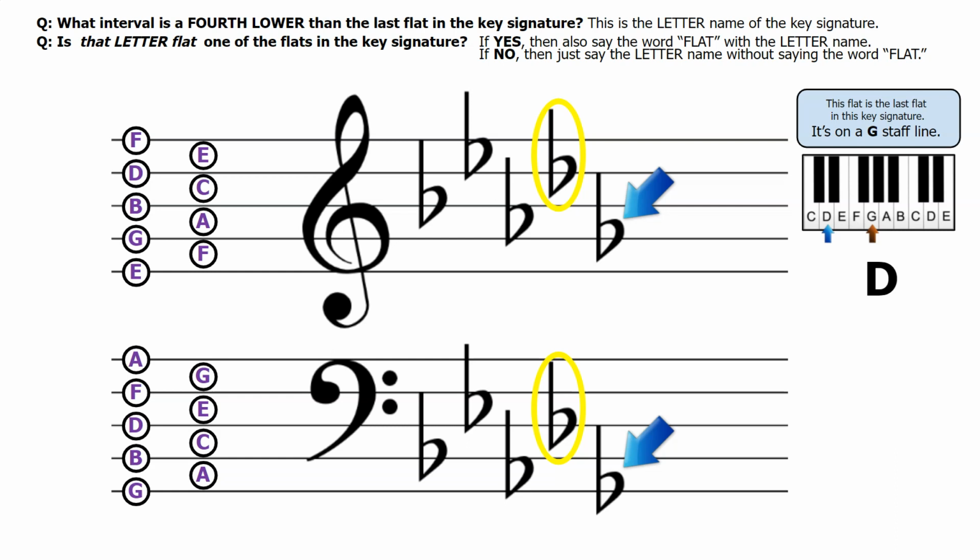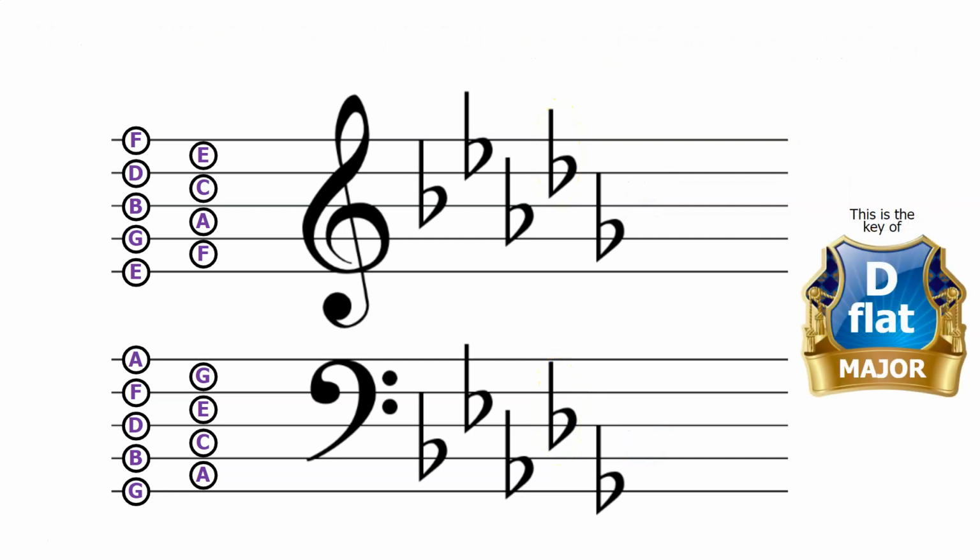And since there is a D flat in the key signature, now we do say the word flat with this key signature name. Everybody, this is the key signature of D flat major. Did you figure out the name before it was revealed? Try another key signature video with a different amount of flats and see how you do.